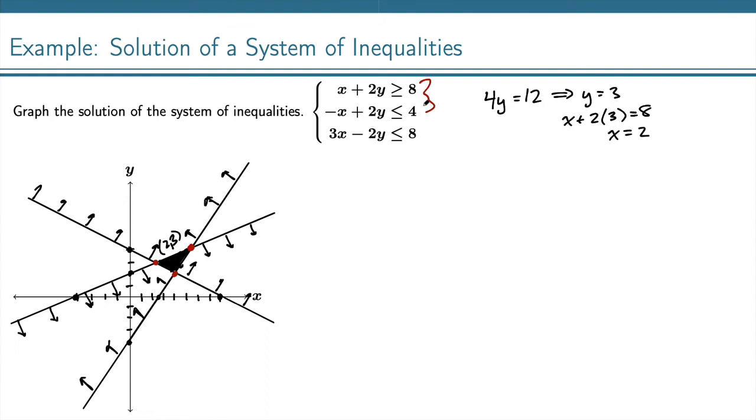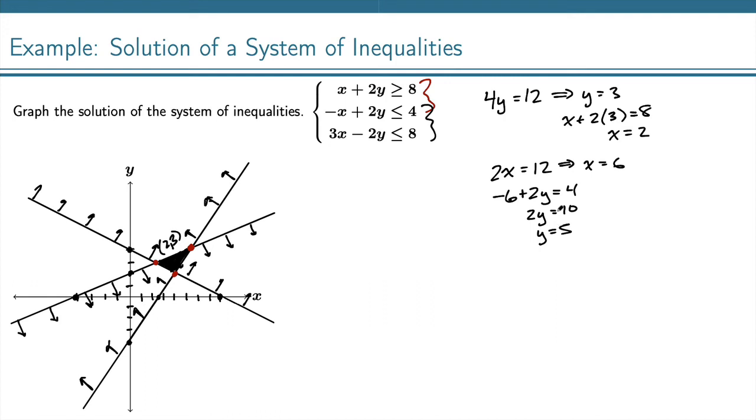Looking at the next pair, let's go ahead and look at this one here. If I add those two equations, I'm going to cancel out the y. And so adding those, I get 2x equals 12. That gives me x equals 6. And then if we plug that into this first equation, we get -6 plus 2y equals 4, or 2y equals 10, so y equals 5. So 6, 5 is a point.